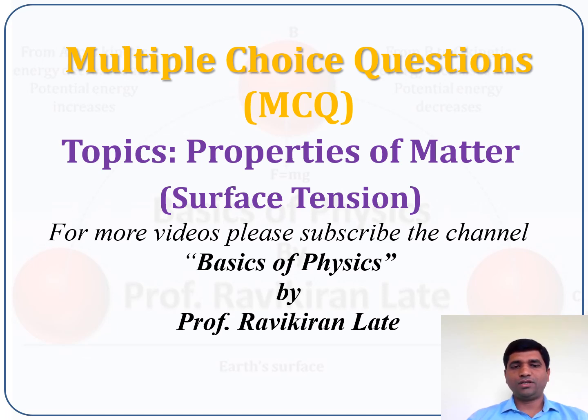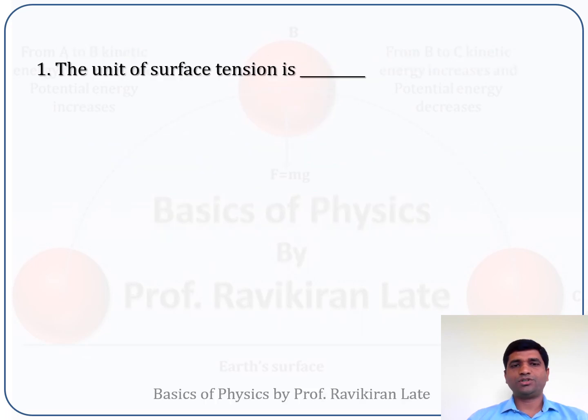So let us start with today's topic, surface tension. The first MCQ based on this one is: the unit of surface tension is... The options for this one are: first one is Newton per meter, second one is Newton meter, third one is dyne, fourth one is dyne centimeter.